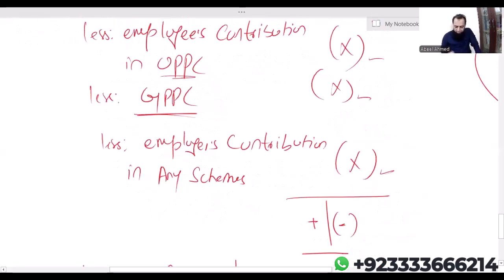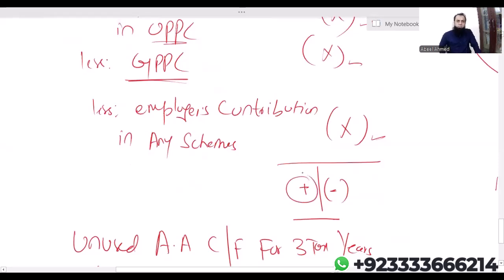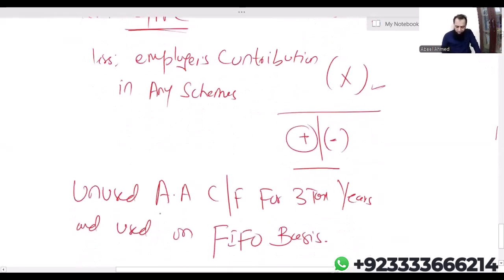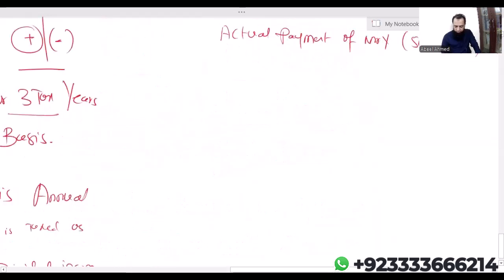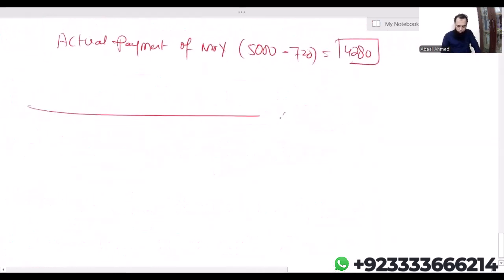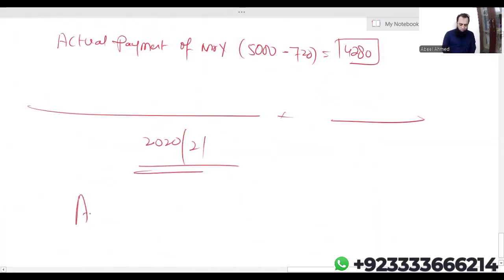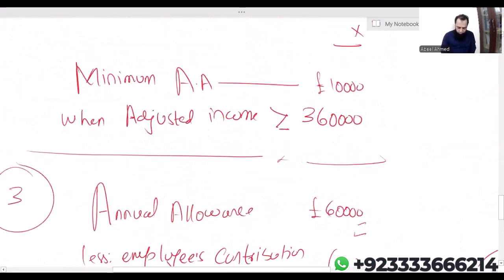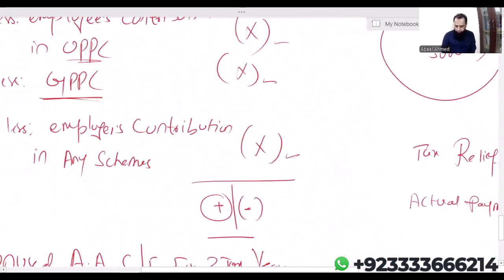Now, let's say we have a positive amount, meaning unused limit. The unused annual allowance is carried forward for 3 tax years and used on a FIFO basis. Let me explain that first, the rule of unused. Assuming, I'm just assuming, in the tax year 2021, the annual allowance limit is obviously 40,000, as I mentioned. The annual allowance limit is 60 from tax year 23-24 onwards. Prior to that, it was 40.